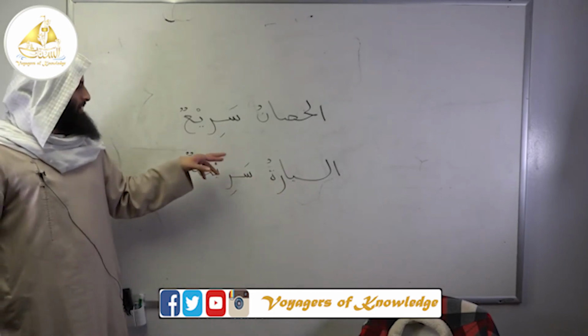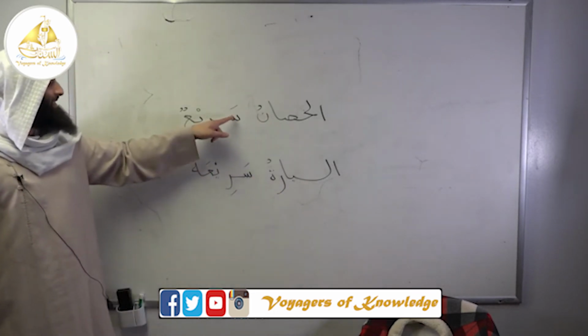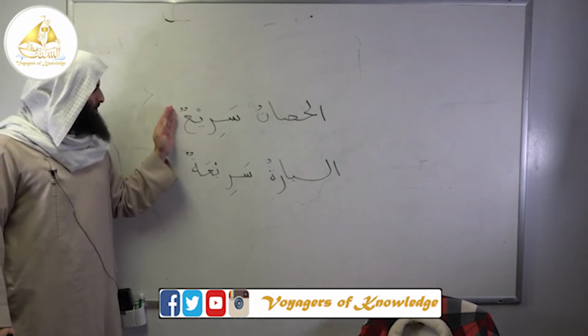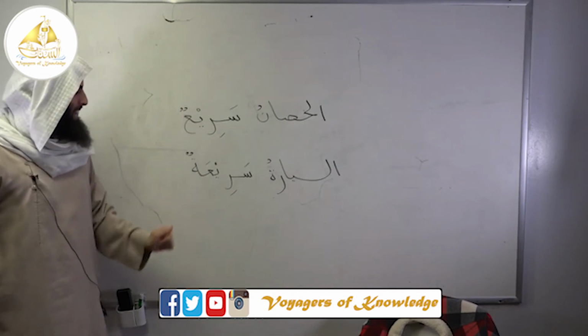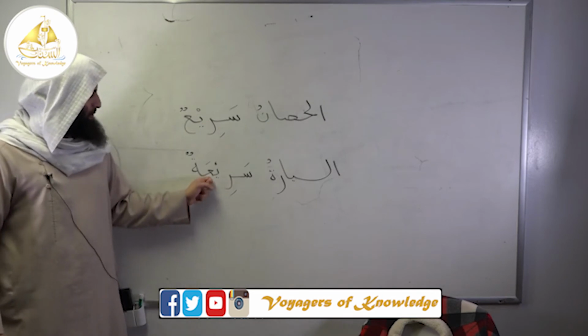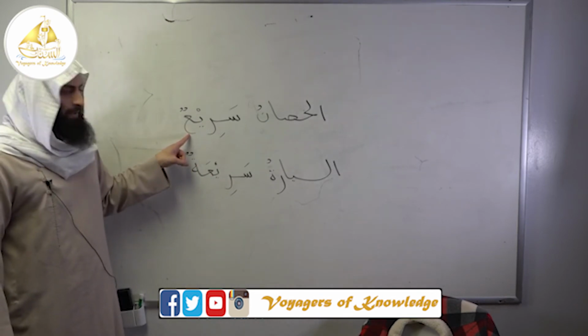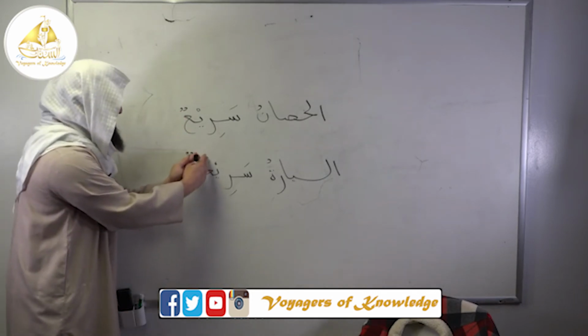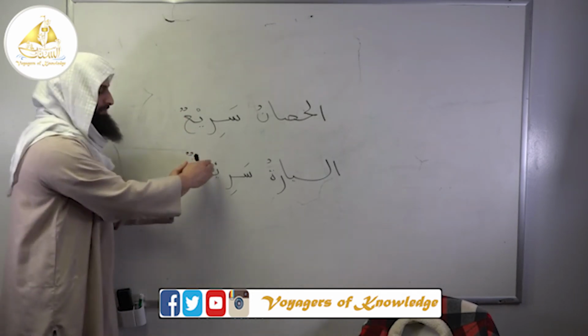As-sayyaratu. Let's do hisan. Al-hisanu sari'un. This ends here, so we put a dhammatain. Now, over here, we have the same ayn, but it cannot have dhammatain. So we shift the dhammatain over and we put a fatha before it.